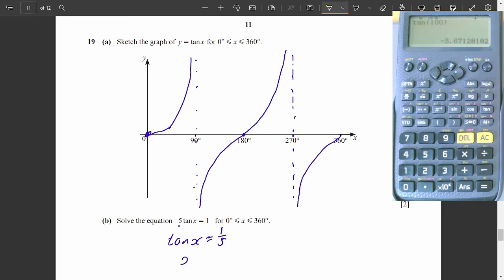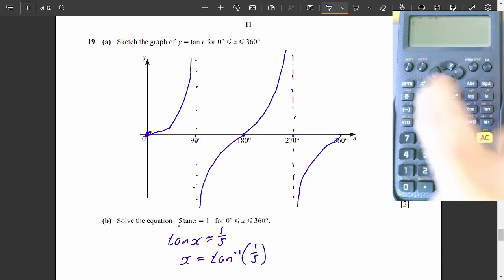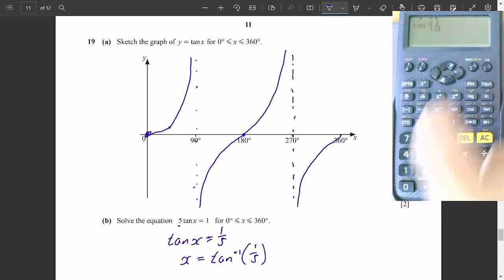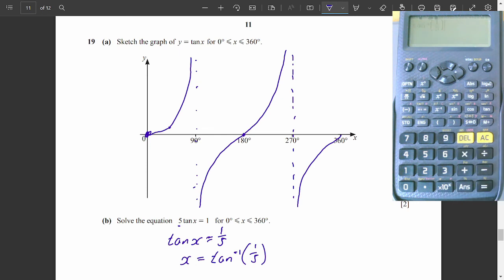Okay, next thing we need to move the tan, because of course we want to know what x is. That means we use tan to the power of -1 on the opposite side. Let's slot that into our calculator. Shift tan 1/5. And we get 11.3. So that means x equals 11.3. So what does that actually mean?